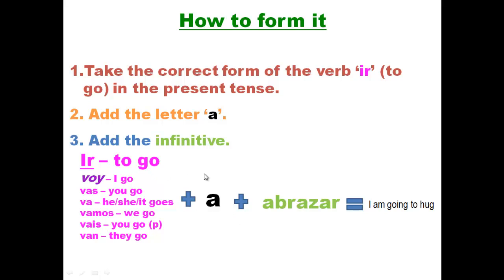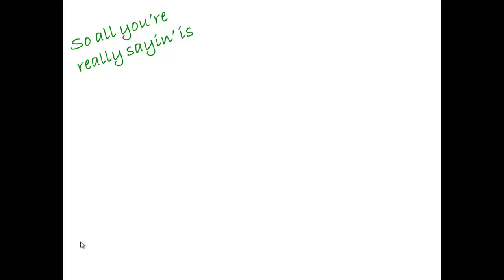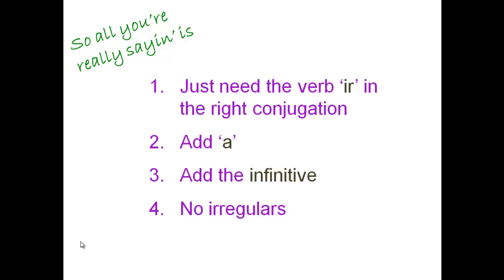Incidentally as well, to make it negative, you just put a little no in front of the conjugated ir. Nice. See, smiley face. Isn't that easy? Easy, easy, easy. Right. So yeah, all Fernando really is saying is number 1, you just need the verb ir in the right conjugation in the present tense. Step 2, add a. Step 3, add the infinitive. And step 4, which is possibly my favourite step, or not really a step, is there are no irregulars, so you don't need to worry about the irregulars.